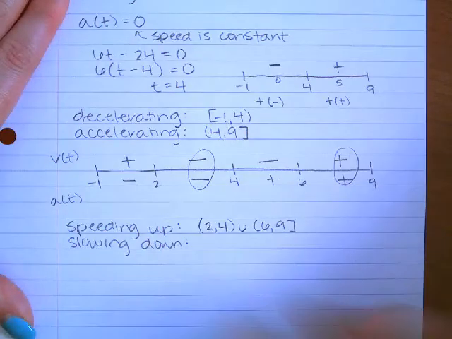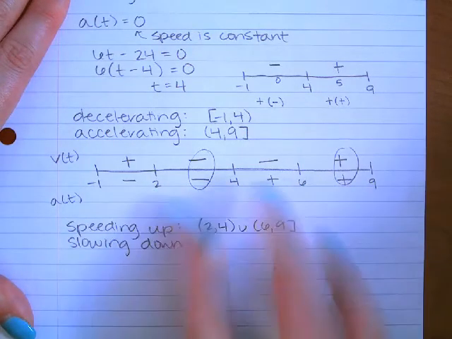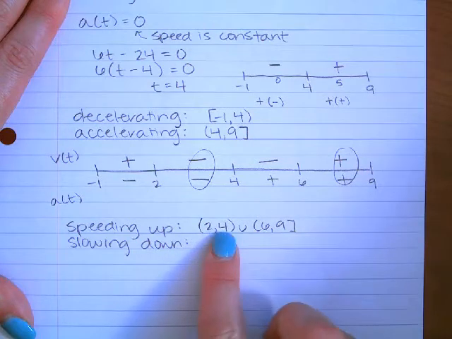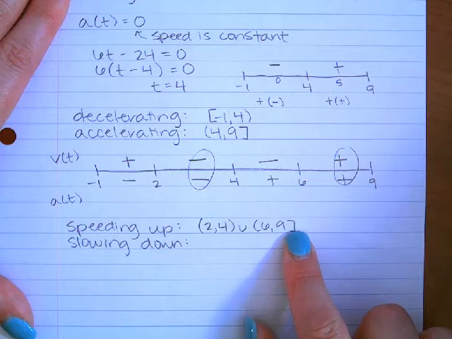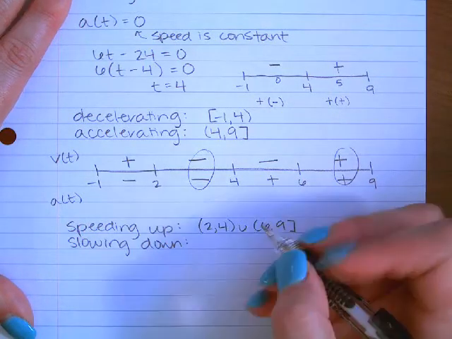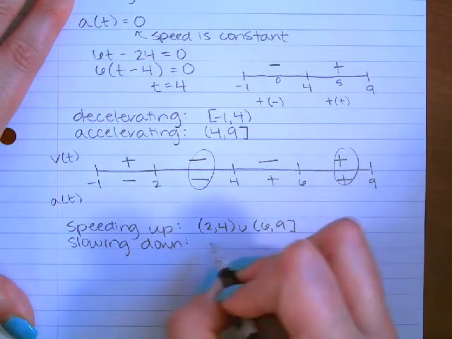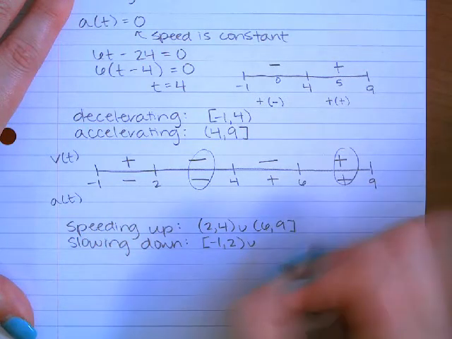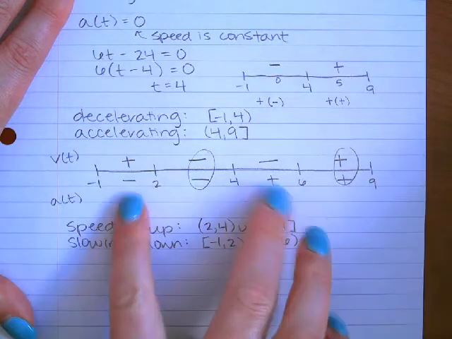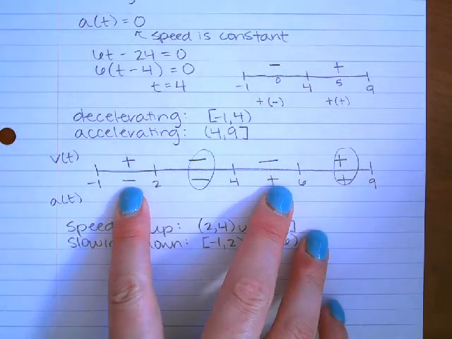And notice that for all these numbers where I have the zeros, I'm putting parentheses there. But for the 9 that did not zero out for acceleration, did not zero out for velocity, I'm including that number. The slowing down was from -1 to 2 and 4 to 6 because those are the two places where my signs are opposite.